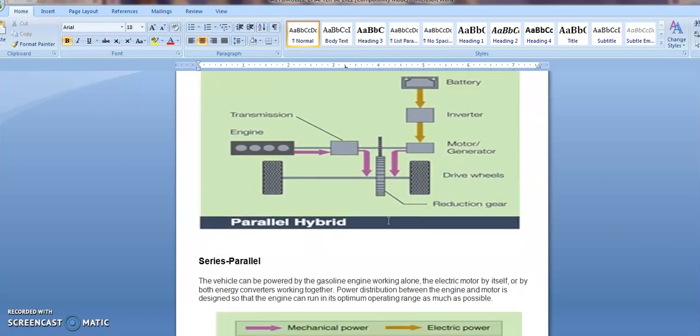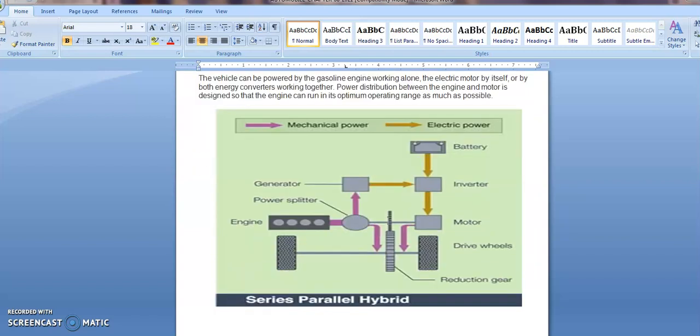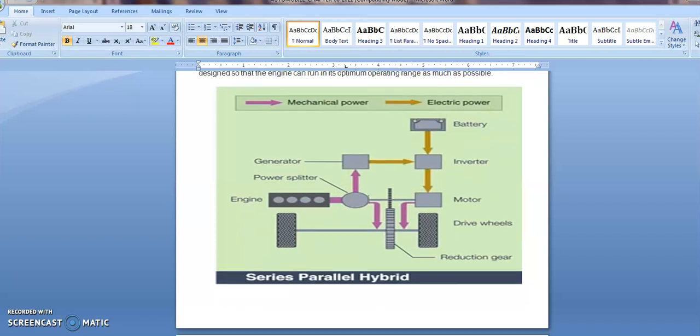Next we discuss the third one, which is named the series parallel hybrid. Here is the diagram of the series parallel hybrid. In the series parallel hybrid, the vehicle can be powered by the IC engine working alone, the electric motor by itself, or by both.